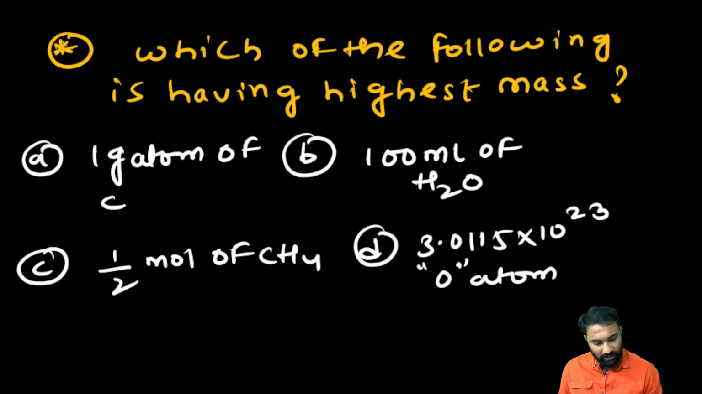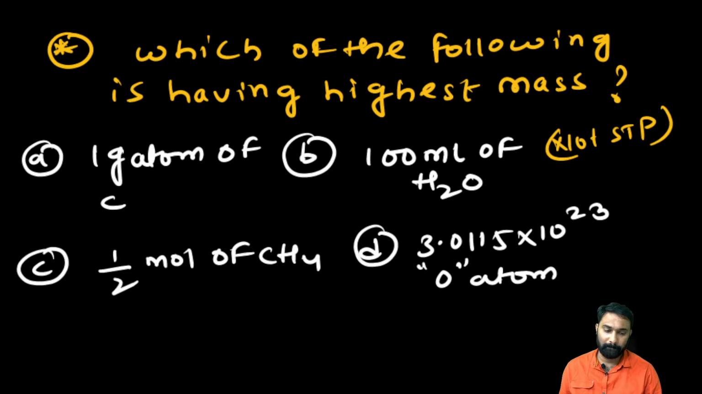Next one. Which of the following is having the highest mass? This is not STP condition. Don't get confused. Not STP. Which of the following will have highest mass? 1 gram atom of carbon, 100 ml of H2O, half mole of CH4, 0.3115 into 10 to the power 23 oxygen atoms.